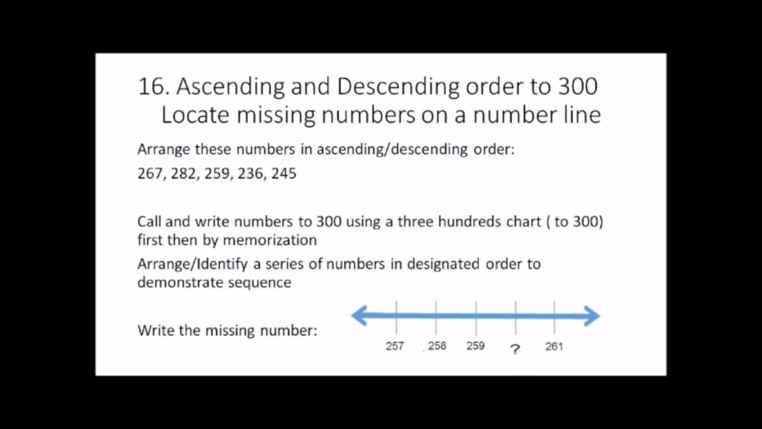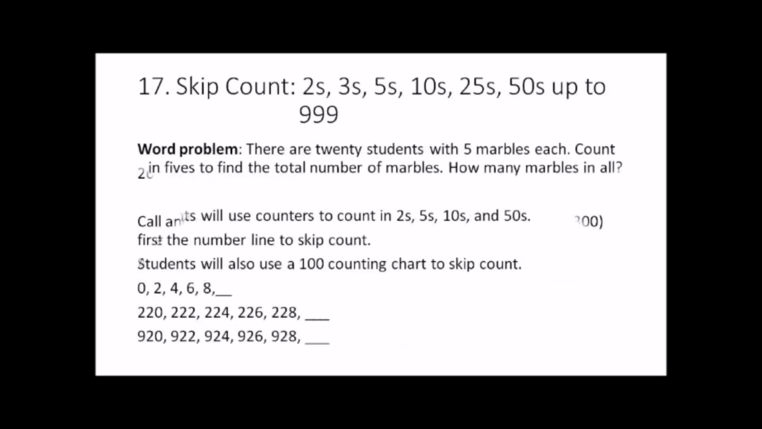Lesson 16, you're dealing with ascending and descending order to 300, locate missing numbers on a number line. So here, you're specifically focusing on the number line and you're giving them certain numbers, and you have a number missing on the number line that they have to put in. Make sure it's easy at first, 1 to 1. So if the numbers go up by 1, then you do skip counting and miss out some numbers and let them find the number. But ensure that they begin with going up by 1 first before you move on to skip counting.